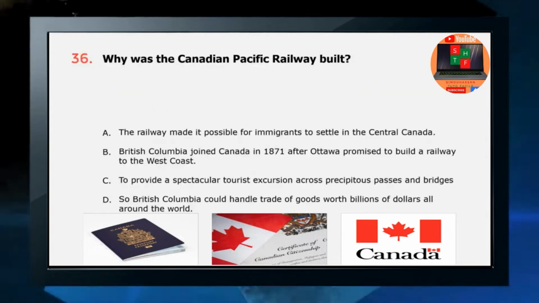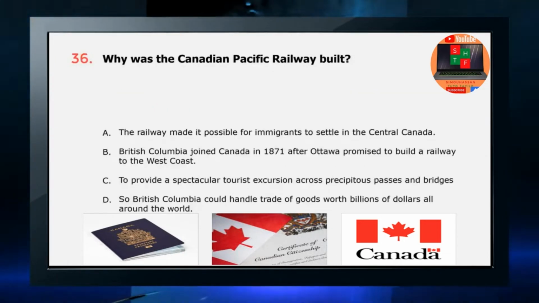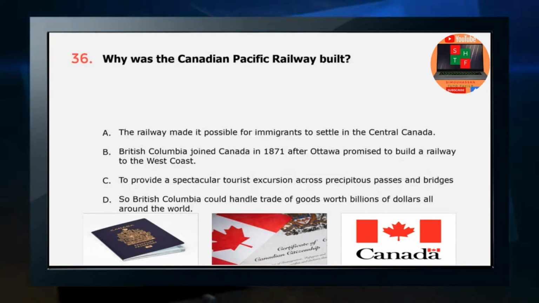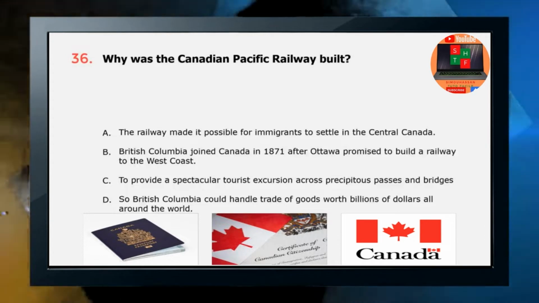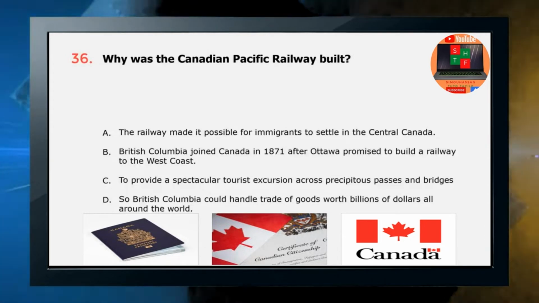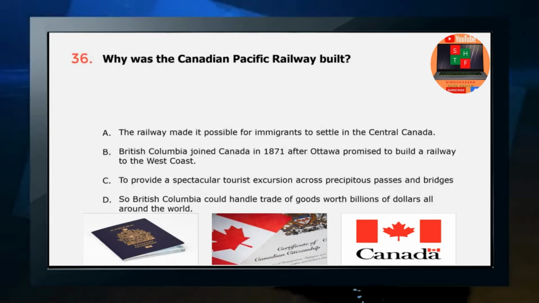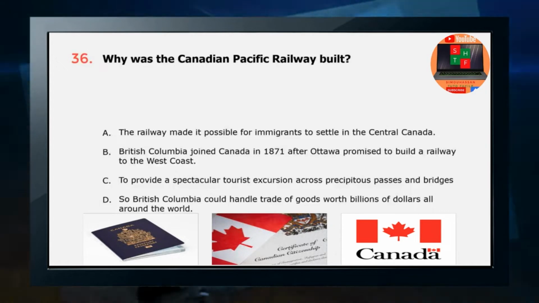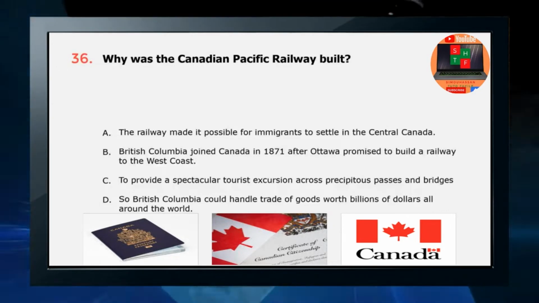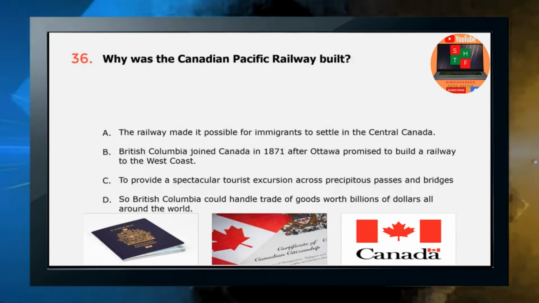Question 36. Why was the Canadian Pacific Railway built? A. The railway made it possible for immigrants to settle in the central Canada. B. British Columbia joined Canada in 1871 after Ottawa promised to build a railway to the west coast. C. To provide a spectacular tourist excursion across precipitous passes and bridges. D. So British Columbia could handle trade of goods worth billions of dollars all around the world.